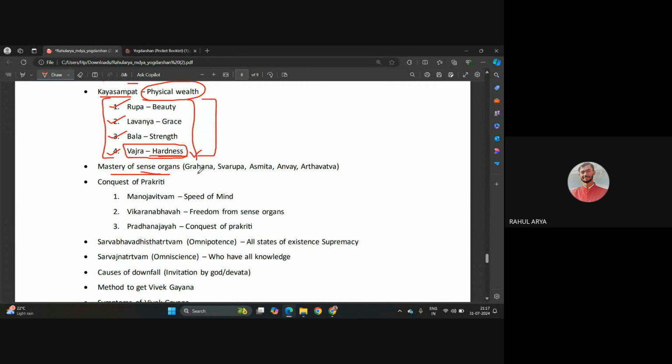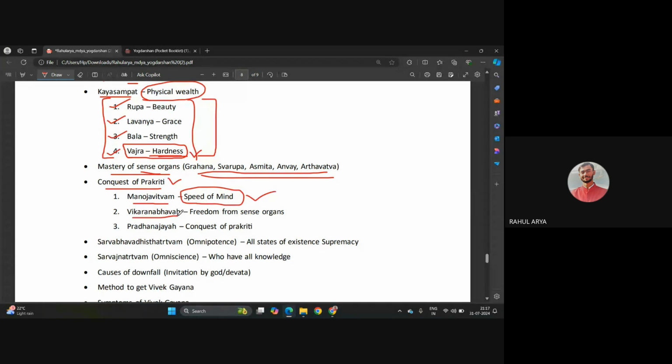The mastery of the senses is the same as the mastery of the 5 elements, and after that the 5 states of the senses: Grahana, Swarupa, Asmita, Anvaya, Arthavattva. And after that, which kinds of benefits is the yogi able to get? He will be able to get the power of the Prakriti. Manojavitvam, speed of mind, like Narad Muni, within a second from Kailash to Sri Lanka. Okay, that power the yogi is able to get.